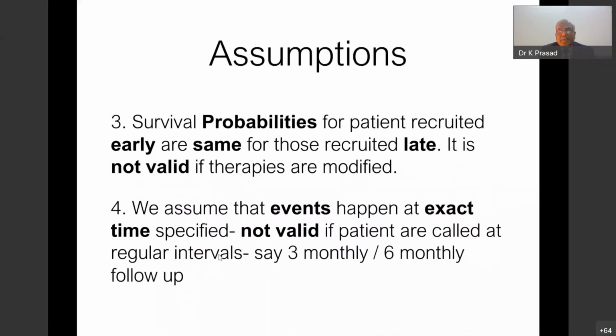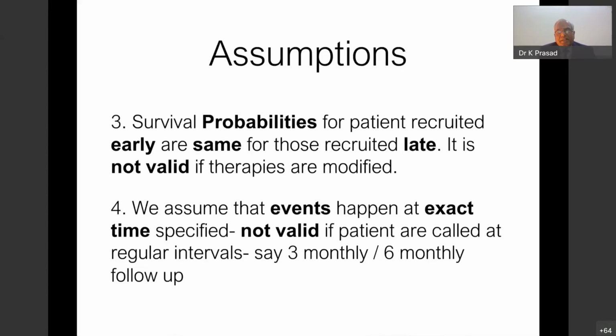Now, another assumption is that the survival prospect of patients who came early and those who came late is similar. And certainly if treatment is modified, then it is not valid, because if the line of treatment differs, then maybe survival probability also differs. So you can't have survival analysis going on for 10 years when a lot of different treatments are coming. Certainly that will violate this assumption that I have alluded to earlier also.